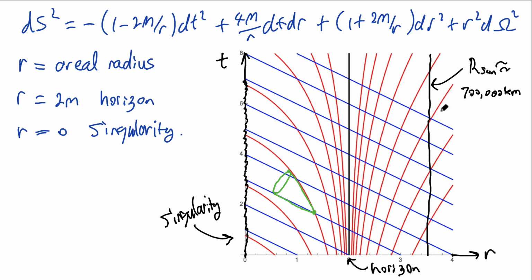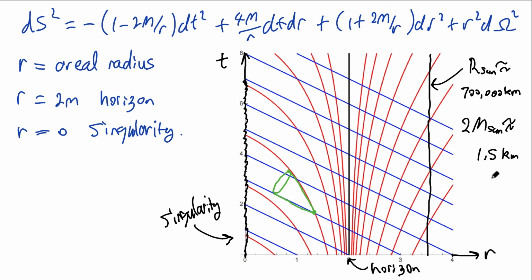Now you might wonder how I know to draw the surface of the sun out here outside the horizon and not inside the horizon. That's because if we compute 2m, where m is the mass of the sun, we obtain approximately 1.5 kilometers, much less than the actual radius of the sun. So the radius of the sun would have to be less than 1.5 kilometers in order for the surface of the sun to be inside the horizon.